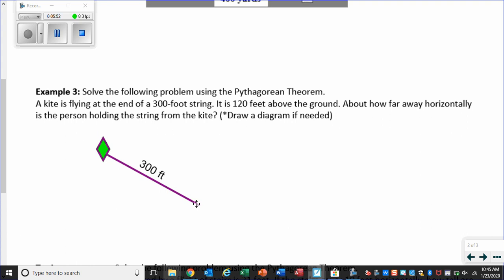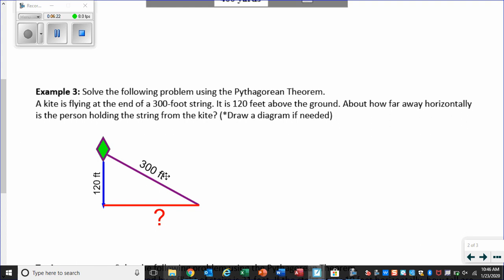It is 120 feet above the ground. So this right here, it's 120 feet high. It wants to know how far away the horizontal length is. Horizontal is side to side. So this is the length they're trying to figure out. That's the one we don't know, and that's the one we're going to try to find. But if you look, my picture creates that right triangle.